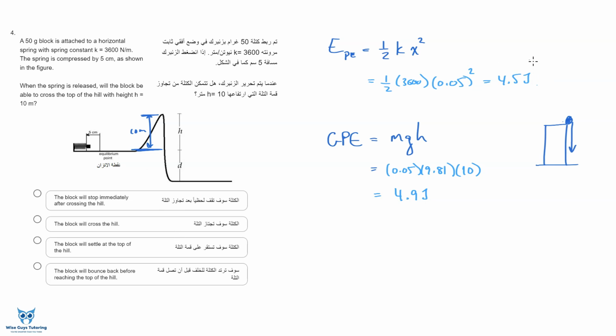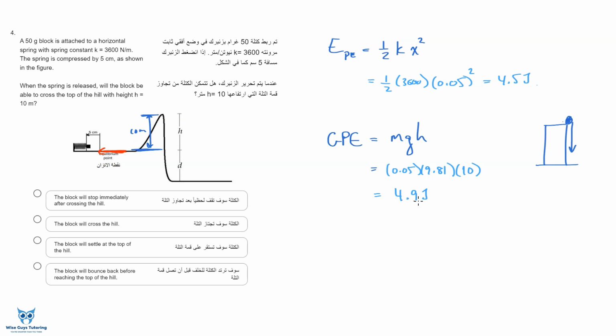So if I only got 4.5 from this spring, and now imagine there was no losses on the way here, which realistically there would be some friction here as this block slid across this. We don't even know how long this is, right? So imagine there was no losses and it had to get all the way up.